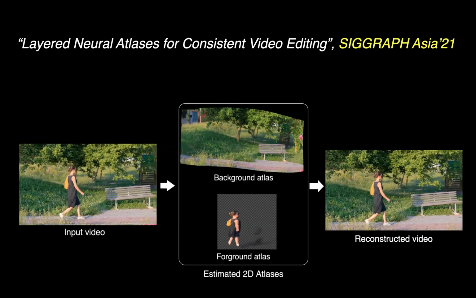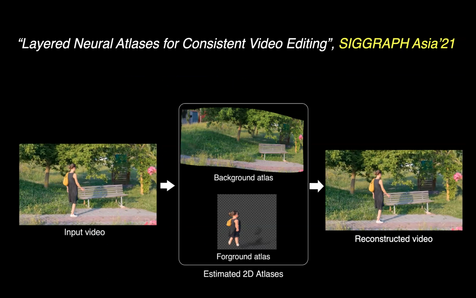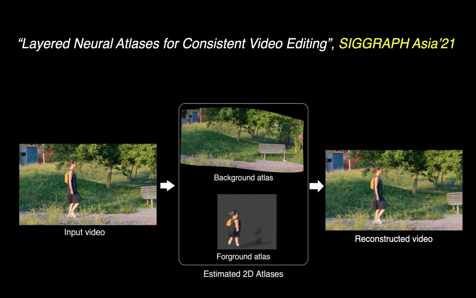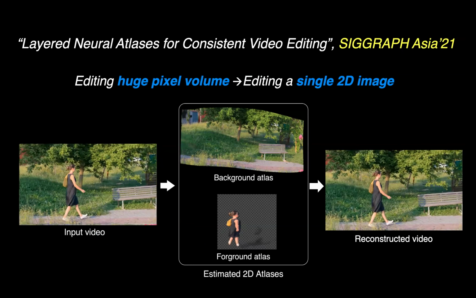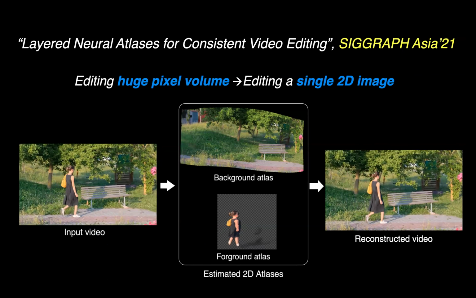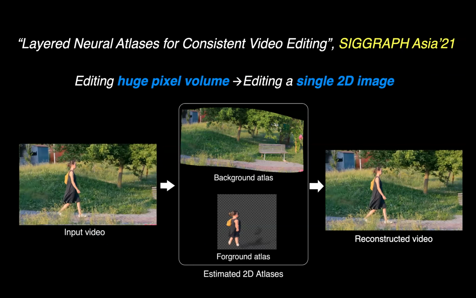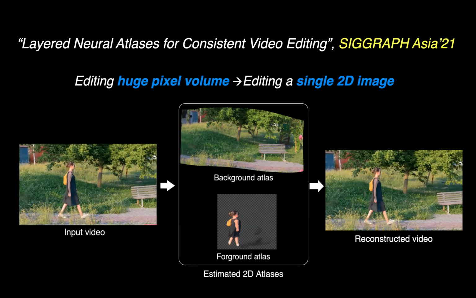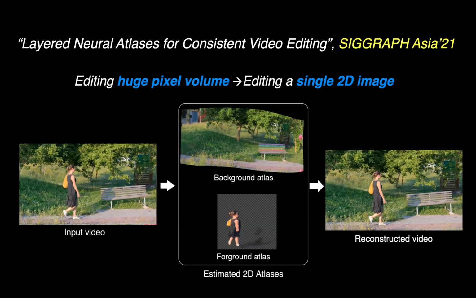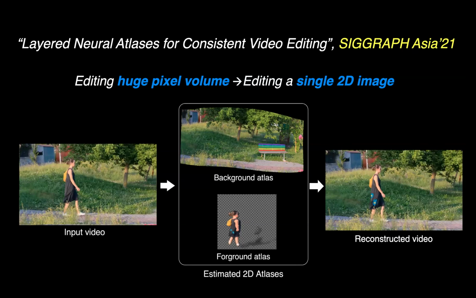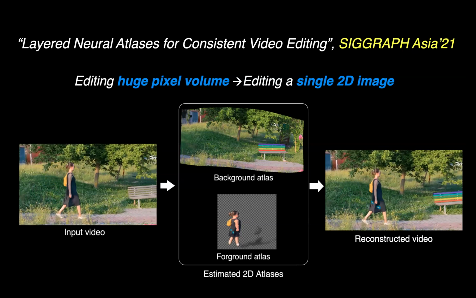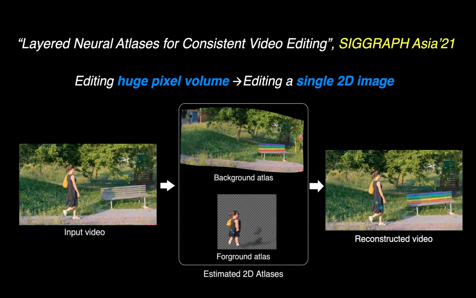And what's nice about this representation is that it really simplifies the task of video editing. Now, instead of editing a huge pixel volume, all we have to do is to edit a single 2D image, which we know how to do very well. We can just load these images in Photoshop, add some colors onto them or edit objects, and then use the learned mapping to map it back to the original video completely automatically without any effort.